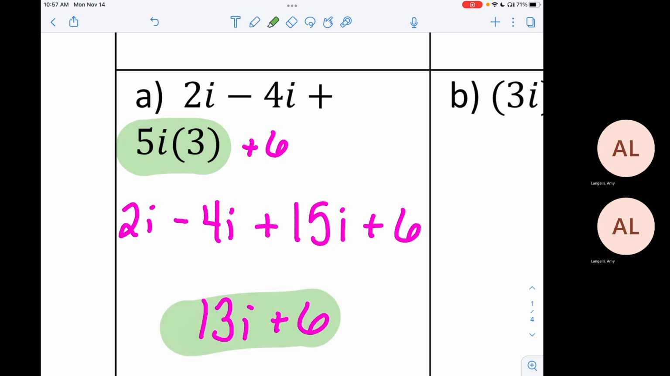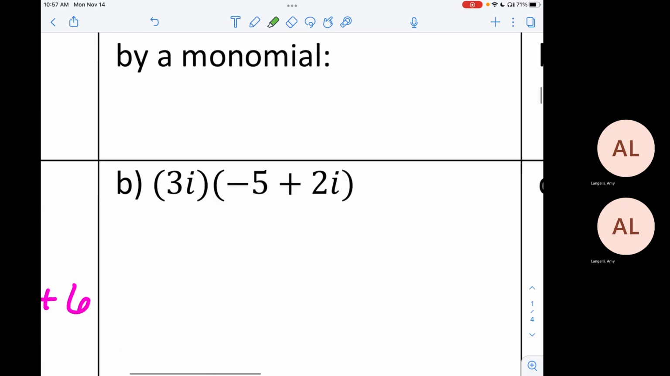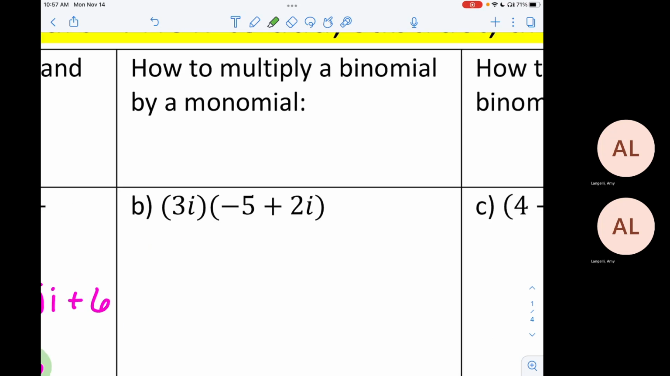So if there was a random +6, you can't put the 6 with the I's. It's treated kind of like an X. You just combine your like terms and bring them down. Part B, let's see what I wrote up here. How to multiply a binomial by a monomial. So we're going to do this. 1.